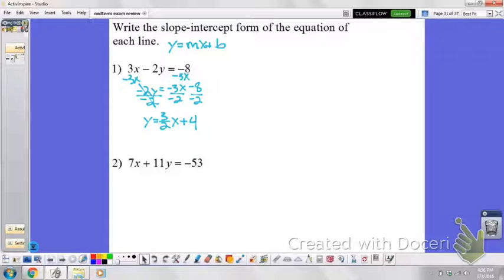The next one I'm doing the same thing, solving for y. This time I'm going to subtract 7x first. So I have 11y is equal to negative 7x minus 53. Divide everything by 11. So I have y is equal to negative 7 over 11 x minus 53 over 11.